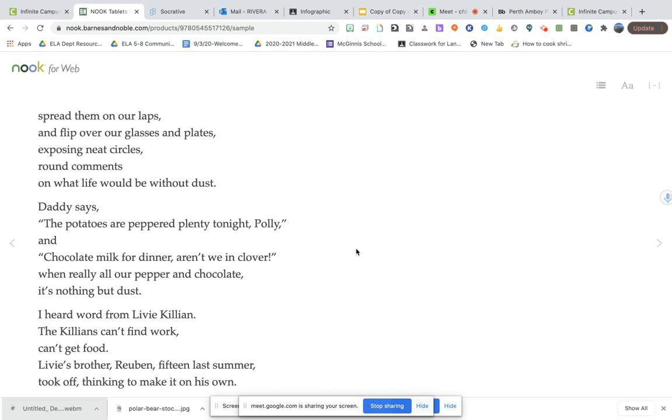So again, they tried keeping their stuff clean, but it doesn't matter. The dust is getting on their stuff anyway. It's kind of crazy, when really all of our pepper and chocolate is nothing but dust. Okay, I heard word from Livy Killian.